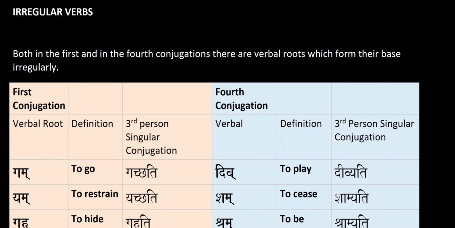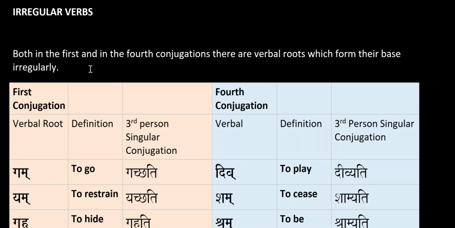So both in the first and in the fourth conjugations, there are verbal roots which form their base irregularly. That is the irregular part of it. It's not the termination endings. The termination endings remain the same, but it's the way the base is formed. Usually in the first conjugation, the verbal base has to take guna, then you have to take sandhi into account, then you have to add your termination ending. There is a step-by-step method.